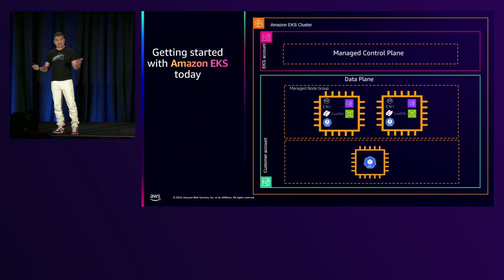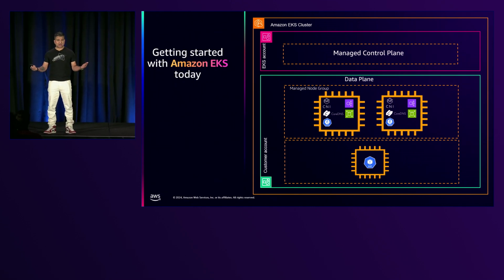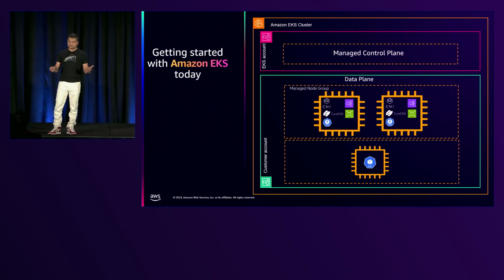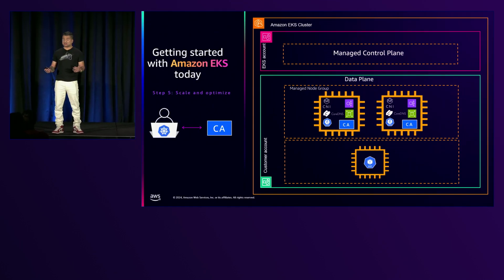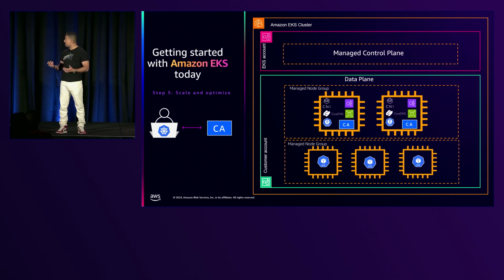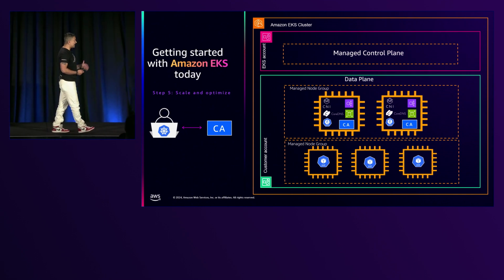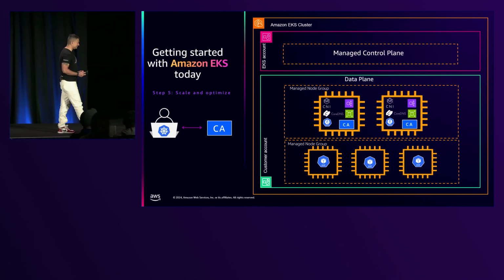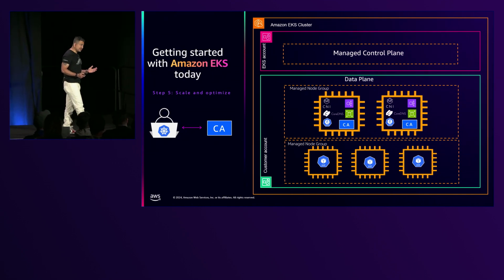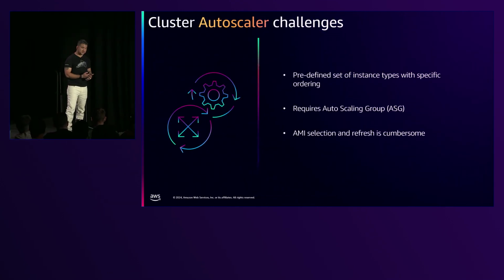But of course, this is a scaling session, so we have to talk about auto-scaling. So we're like, you know what? This app we made is going great. At this point, you install something like cluster autoscaler, and then your pods scale across multiple EC2 instances. Cluster autoscaler is great. However, cluster autoscaler has some challenges.